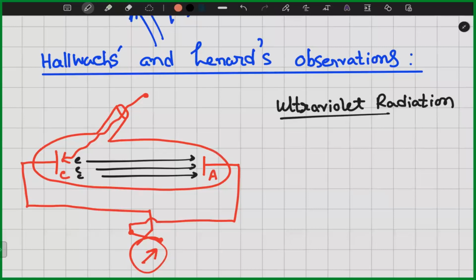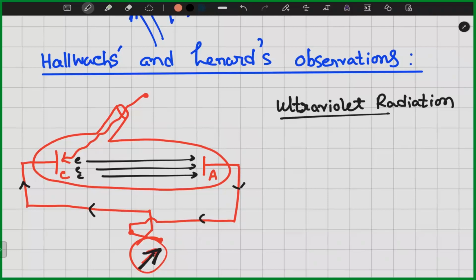When electrons approach the anode, there will be a flow of electrons, that means a flow of electric current, and obviously the voltmeter deflects. The same experiment we discussed was actually done by Lenard.